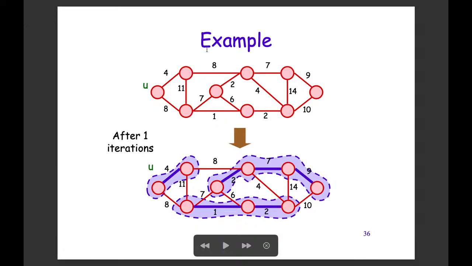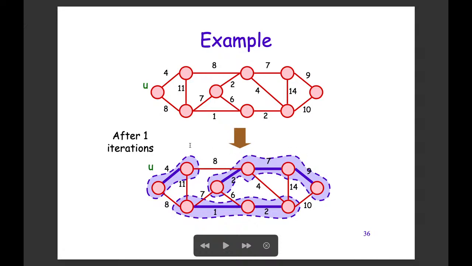So in the first iteration, we find all the blue edges, and then the connected components of the blue edges will now shrink or be merged into a single node.